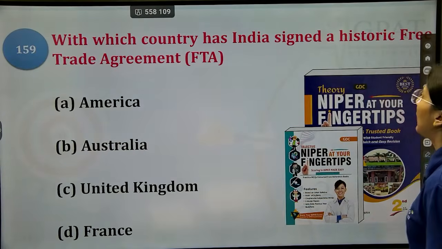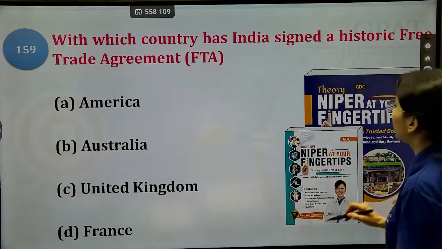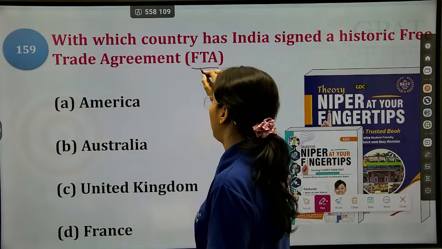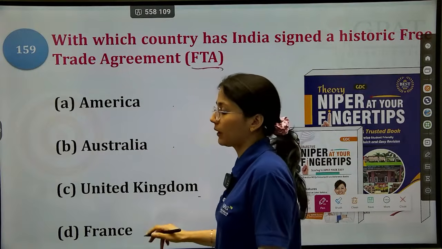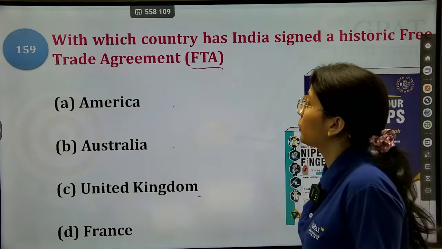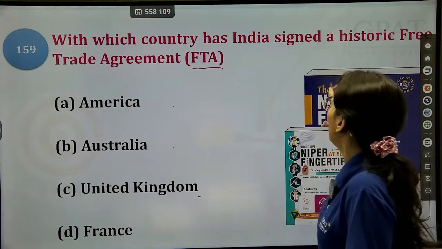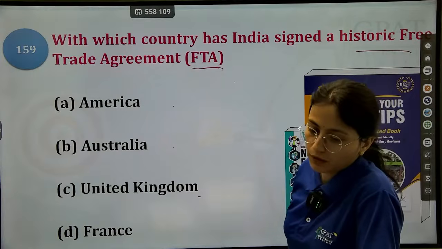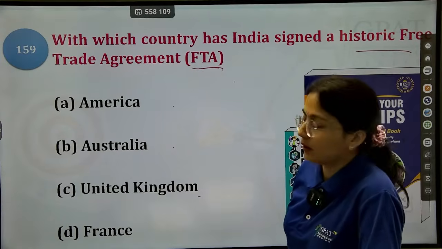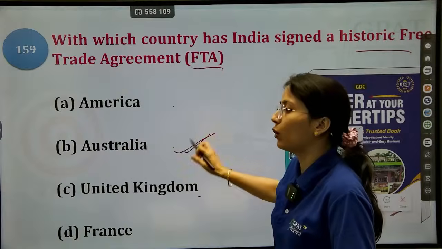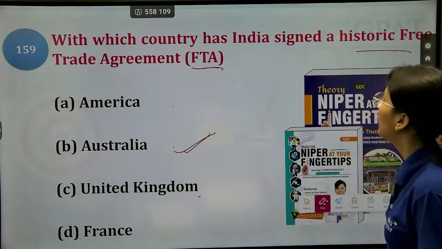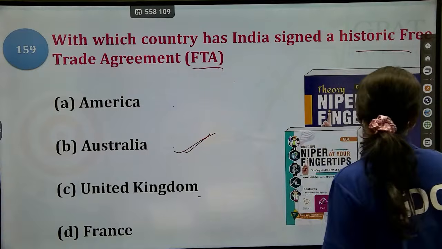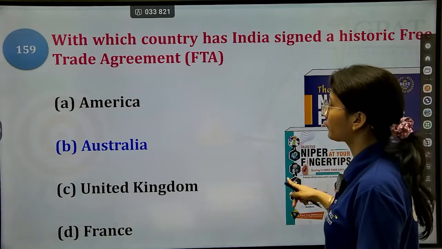With which country has India signed a historic free trade agreement? Free trade agreement, that is FTA. America, Australia, United Kingdom, France. With Australia. So Australia is the correct answer, option number B. With Australia, India signed a historic free trade agreement, that is FTA.